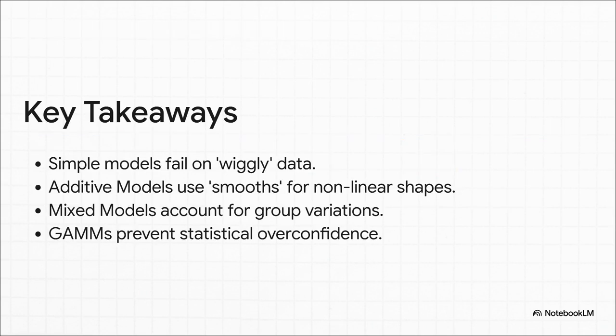So let's just quickly recap the main takeaways here. The world is wiggly and it's full of individual variation. Simple models just fail by oversimplifying everything. GAMs give us a powerful solution. They use those flexible smooths to capture complex shapes and a mixed structure to respect individual patterns. And what that does is give us a much more honest and accurate picture of our data.